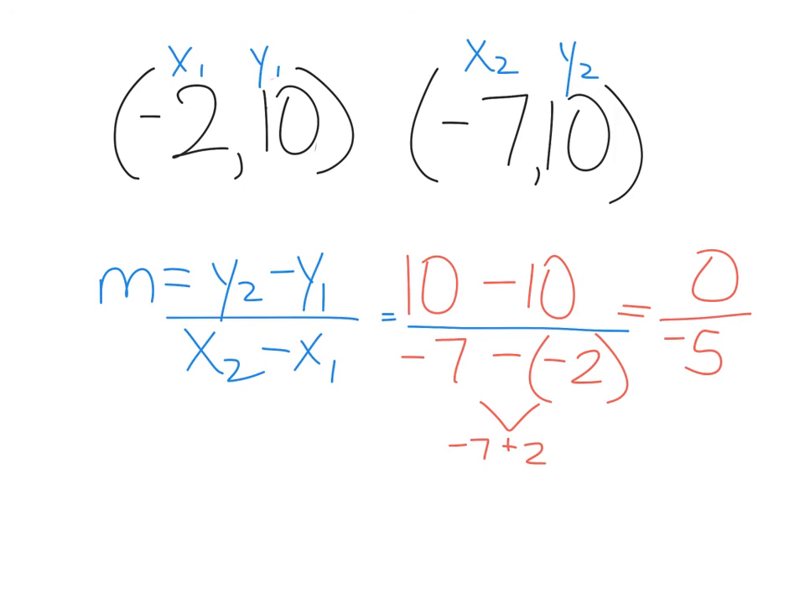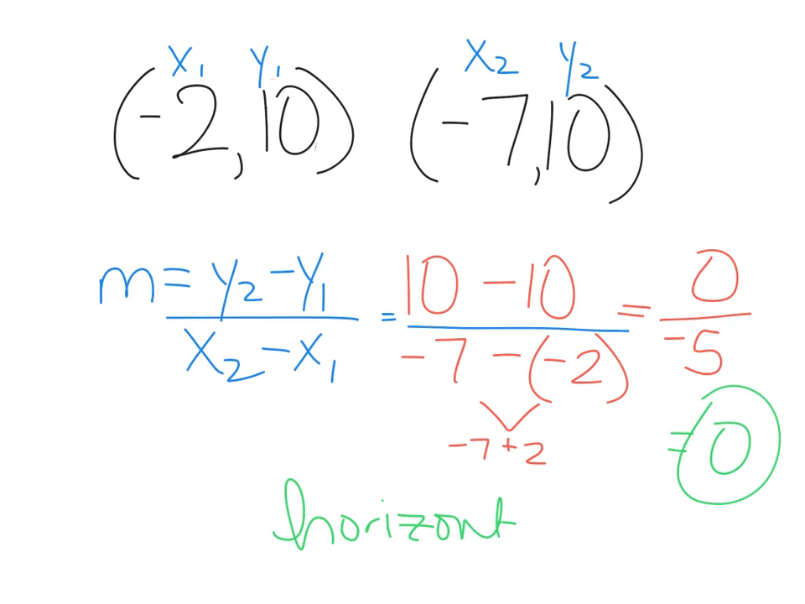Now this is not the same as the previous problem. Remember, in the previous problem we had the 0 in our denominator. Here, the 0 is in our numerator. We most certainly can simplify this to be 0. So if 0 is in your numerator, we can just simplify that to be 0. Why is that? Because if I graph the line that these two points would be on, it would be a horizontal line, and the slope of any horizontal line is 0.